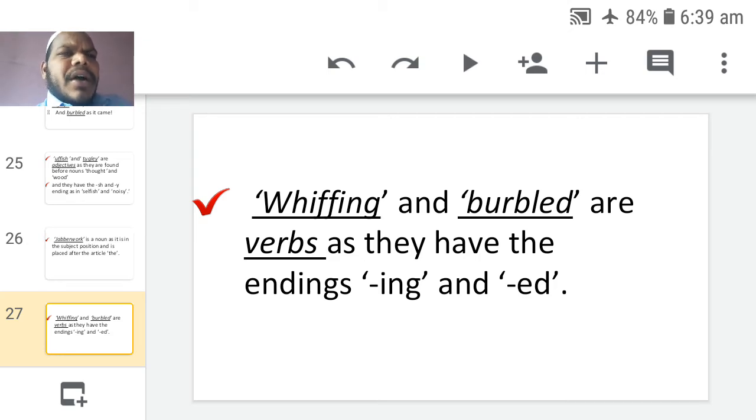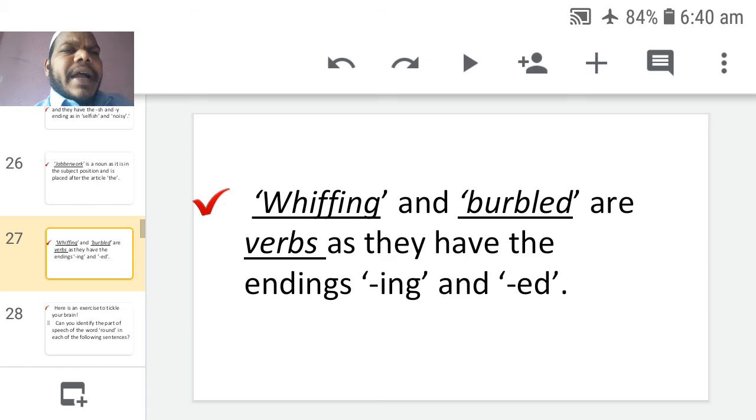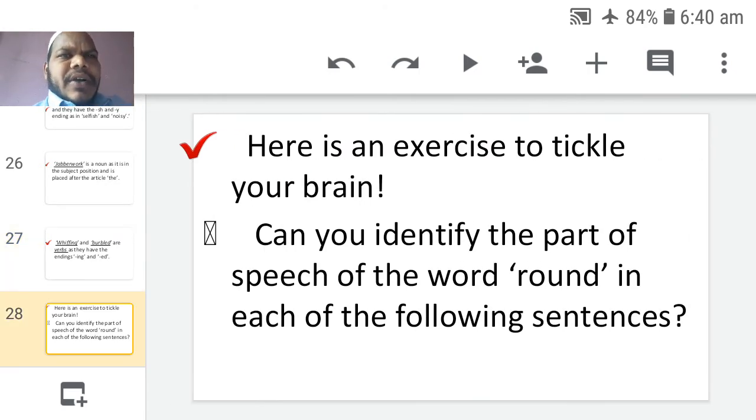Whiffling and burble are verbs as they have the endings -ing, playing, reading, listening, -ing words, action words, -ed, past tense. So by seeing endings -ing, -ed, even without knowing the meaning, we come to a conclusion about which part of speech the word belongs to. Hope it seems helpful to us. Let's see in this regard.